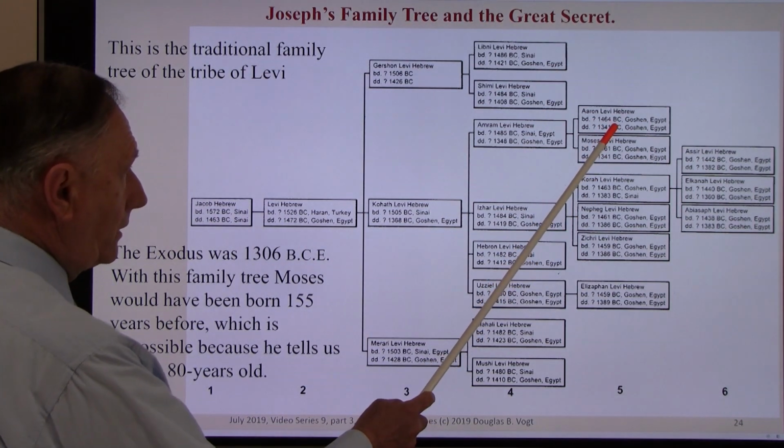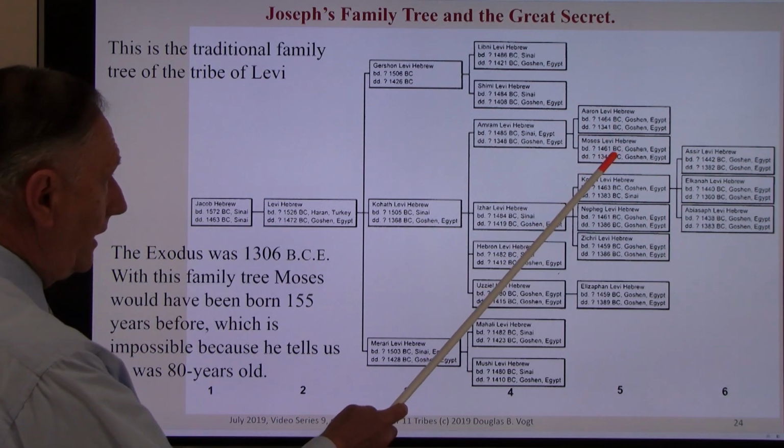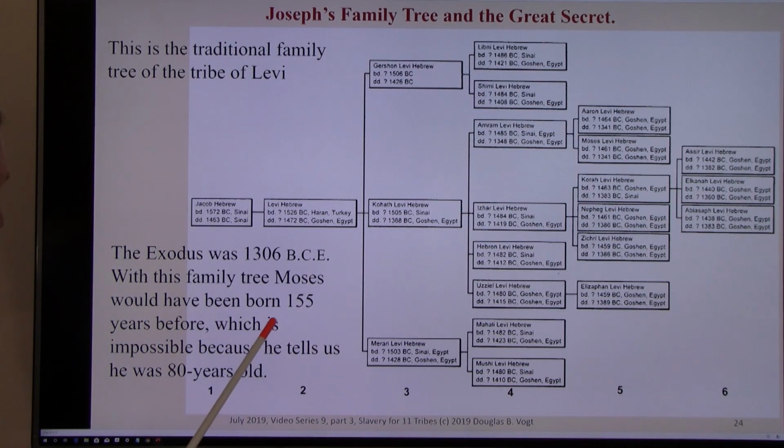So Aaron was born 1464, if this was right, which it's not, and Moses in 1461. That means he would have been 155 years old at the Exodus, but we know he was 80 years old because he said he was 80 years old. We know this family tree is wrong.